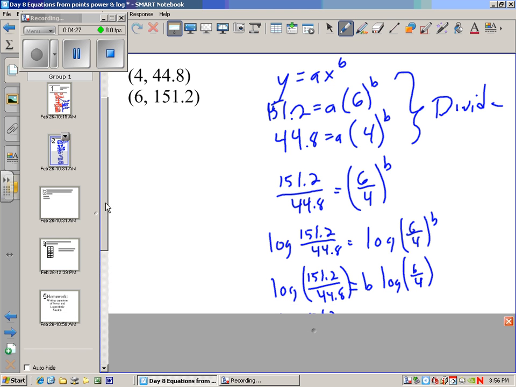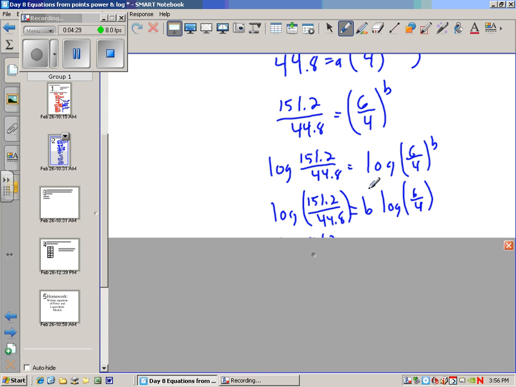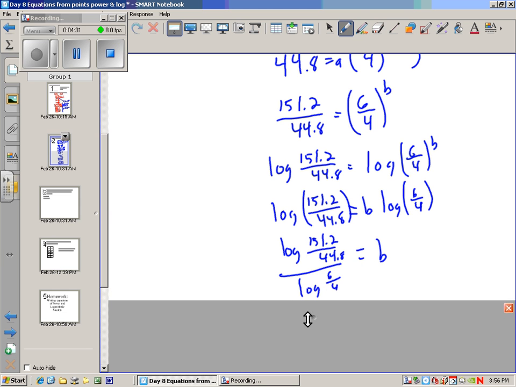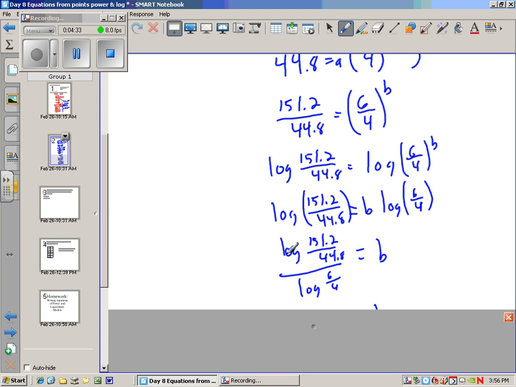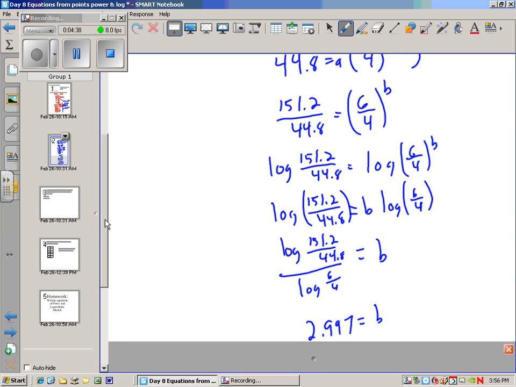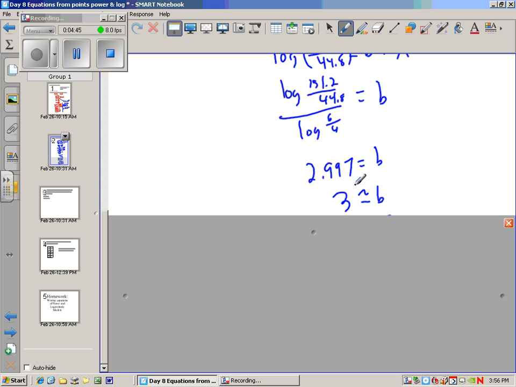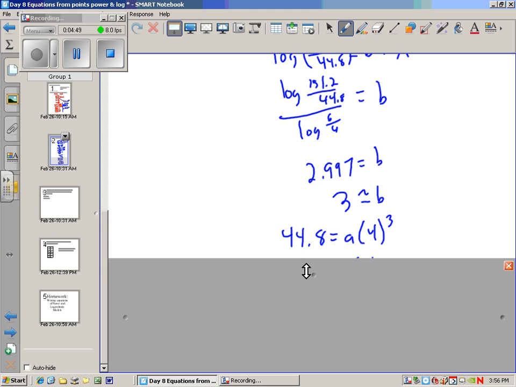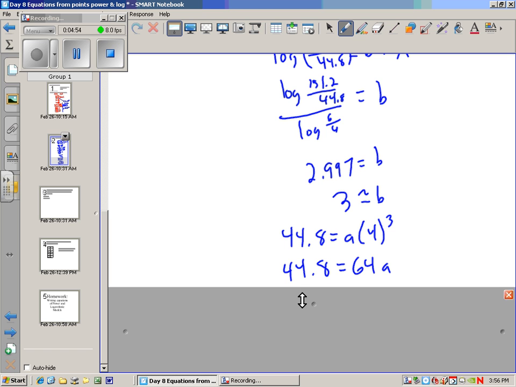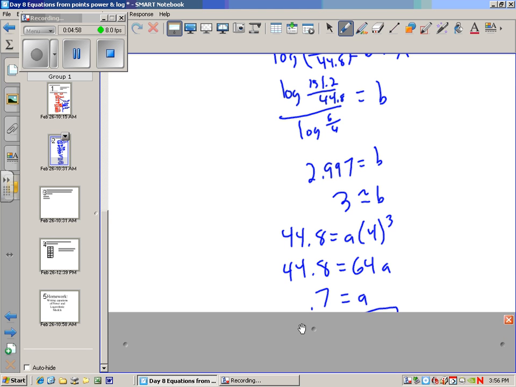So now we take the log of both sides, pull that b out in front, then we divide by the log of 6/4, so we have the log of this over the log of that, and when you do so, you'll find a b that's 2.997. Now from there you plug, so that's essentially 3, so I just figured we'd throw in 3. So if 44.8 is equal to a times 4 to the third, 4 to the third is 64. So I divide by 64 on both sides and get 0.7.